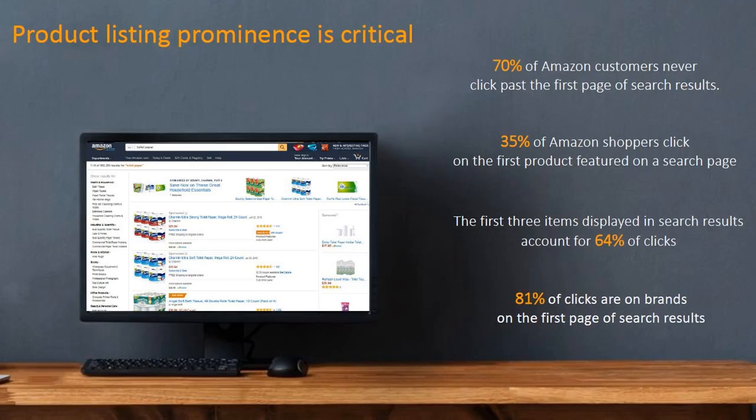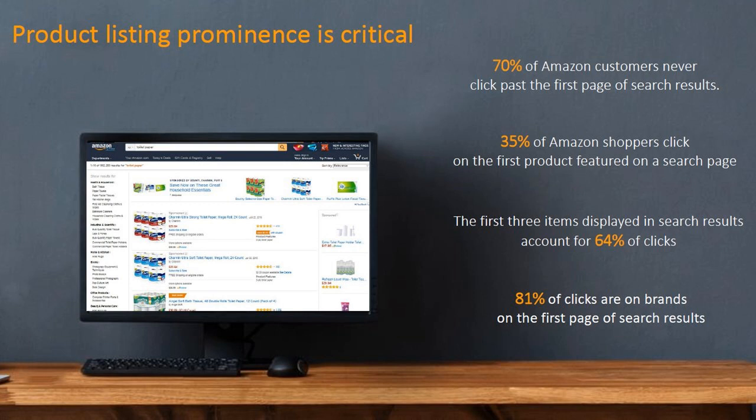To put some numbers behind that, 70% of Amazon customers never click past the first page of the search results. I'm embarrassed to repeat this one-liner, but there was an old joke when I worked at Amazon: where's the best place to hide the body? It's on the second page of the search results page, because nobody's ever going to find it there. That is definitely an eye roller, but the point remains that showing up on the first page of the Amazon SERP is more important than ever.